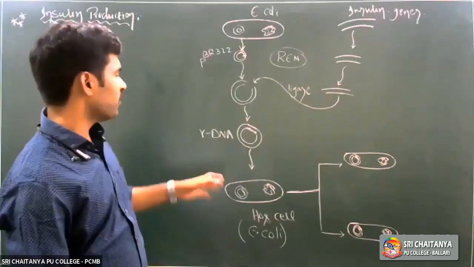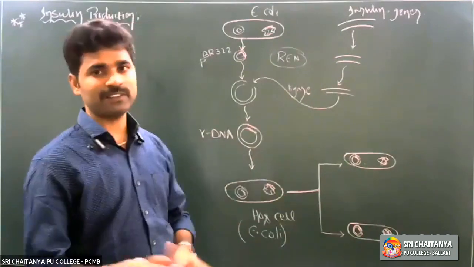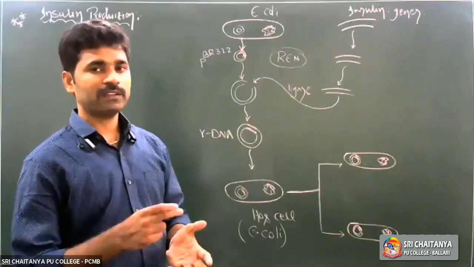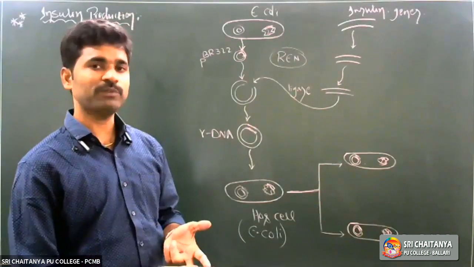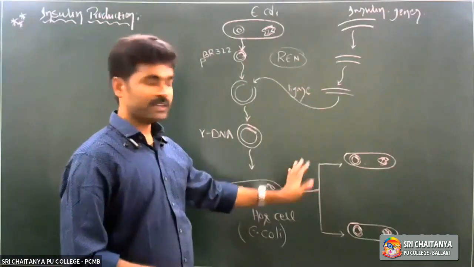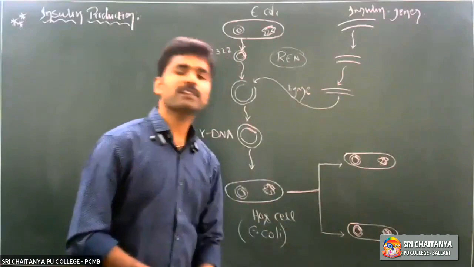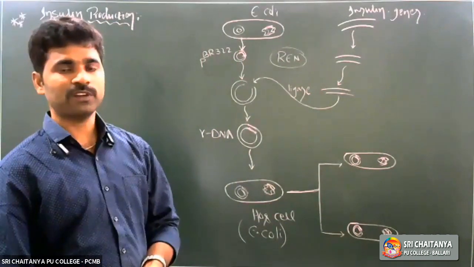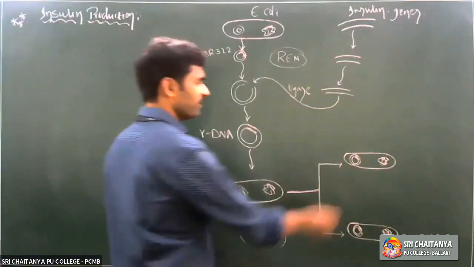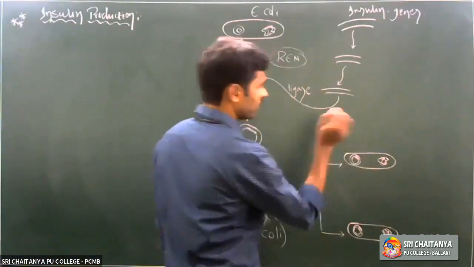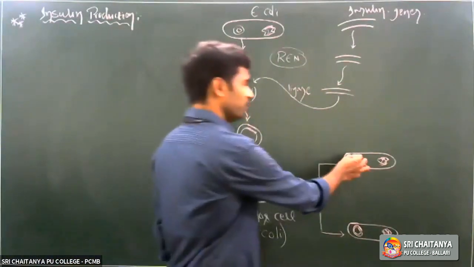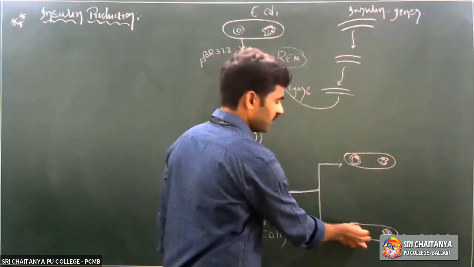But before that, how do we select recombinant cells from the non-recombinant cells? By using any one of the methods: insertional inactivation, selectable markers, or colony hybridization. By using any one of the methods, we select the recombinant cells and transfer them to the bioreactor. In the bioreactor, under optimum conditions, they culture rapidly to around 1,000 liters of bacterial cells. In 1,000 liters of bacteria, each and every bacterial cell contains human genetic material. Which genetic material? The insulin gene.